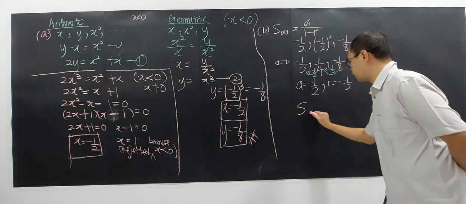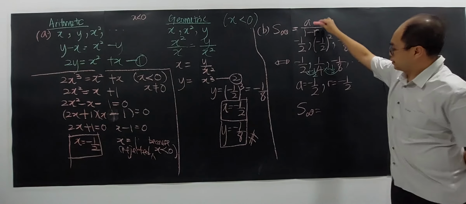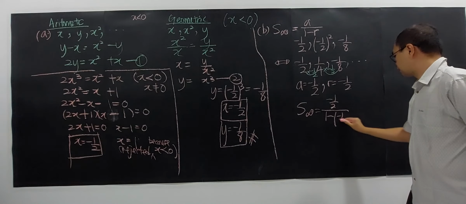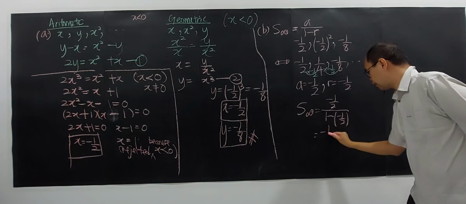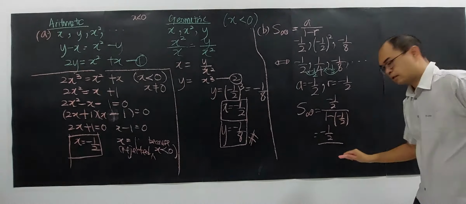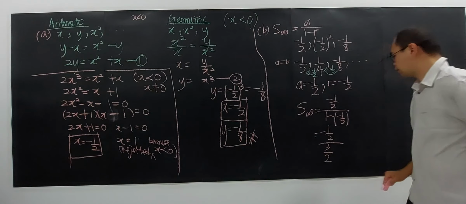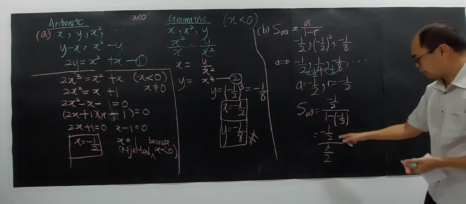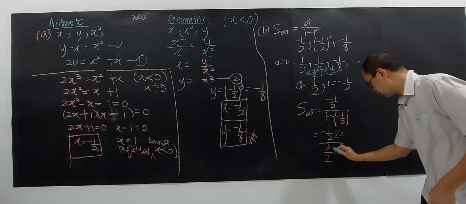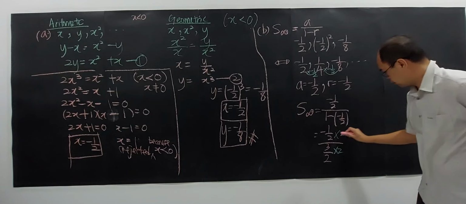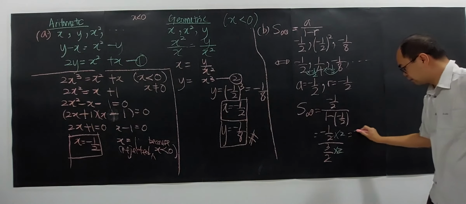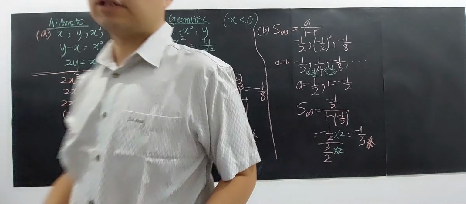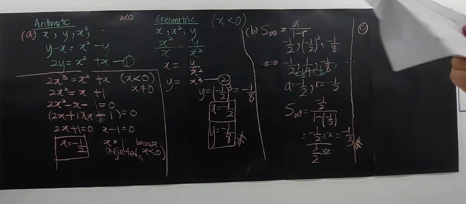And easily you can find your sum to infinity. What's the value of a? Negative 1 over 2 over 1 minus r, right? And you have negative 1 over 2 divided by 3 over 2. To simplify this fraction very easily, you just multiply by 2, then you will cancel out the 2. The answer will be negative 1 over 3. The sum to infinity for the geometric progression here will be negative 1 over 3.